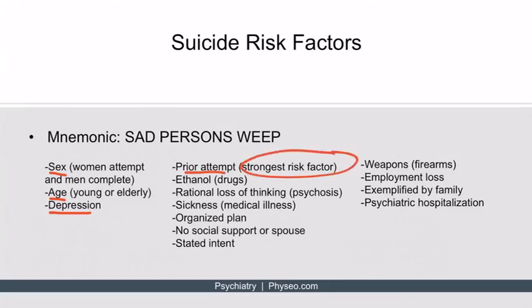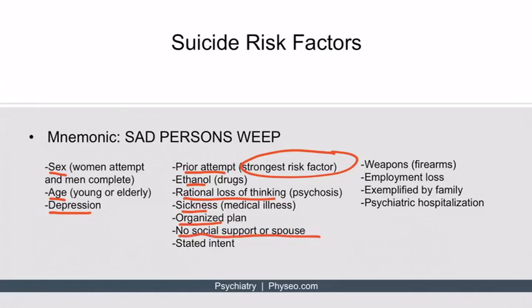Next is E for ethanol use. Drugs and alcohol are an important risk factor in suicide. However, this is referring to drugs in general, so drugs and alcohol are important risk factors in suicide. R stands for rational loss of thinking, which can manifest in the form of psychosis. S is for sickness, which can refer to a psychiatric disorder like bipolar disorder or a general medical illness such as rheumatoid arthritis, which would result in chronic pain, making the patient more likely to commit suicide. O stands for organized plan. N stands for no social support or spouse. This can foster feelings of helplessness and isolation.